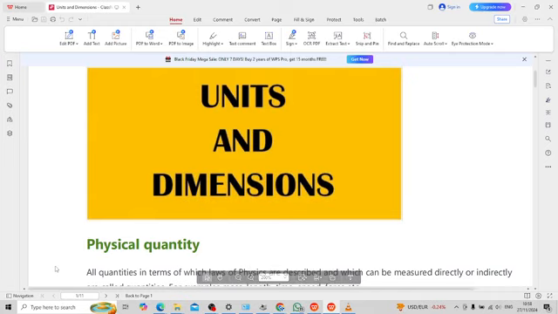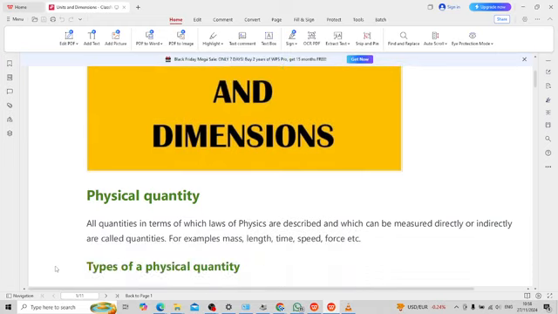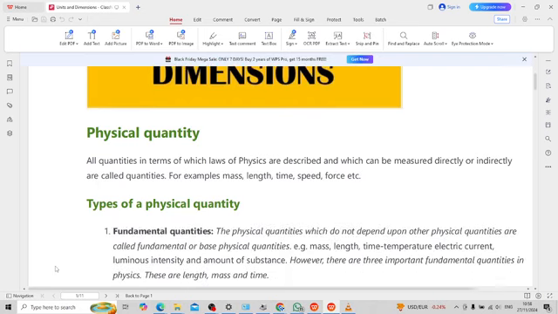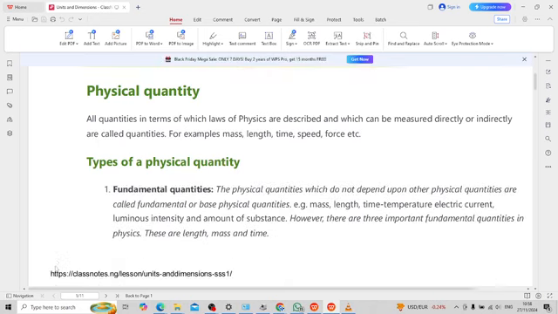So what we will be discussing is unit and dimension. Now, if you remember our definition of physics, physics can be defined as the study of the relationship between energy and matter and the application in real life. It's a branch of science that we call the physical science, and it consists of both physics and chemistry.